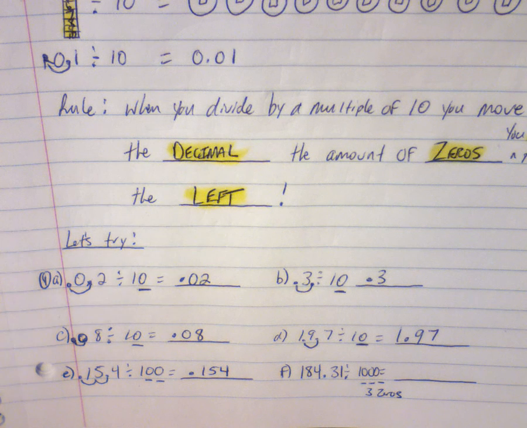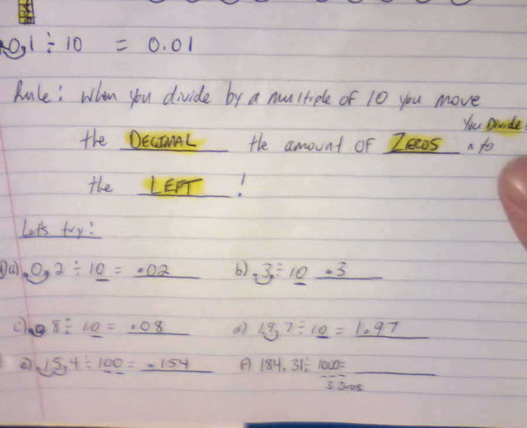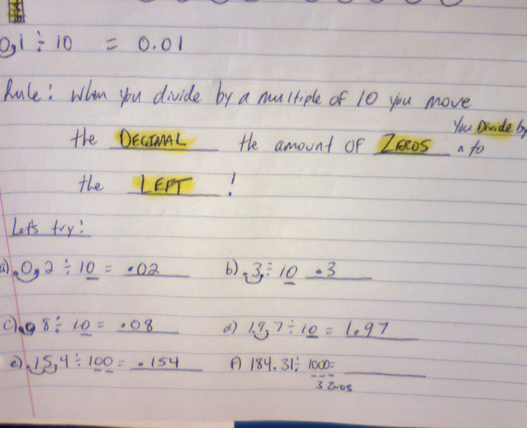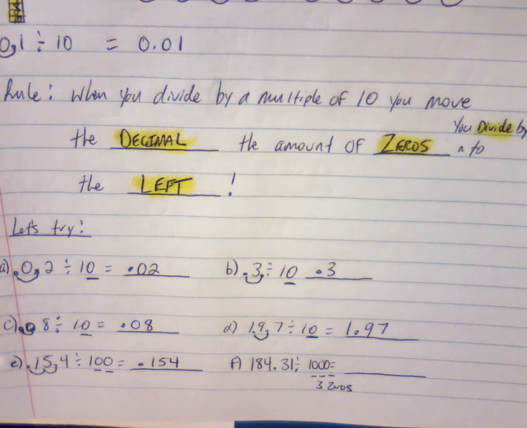Remember the rule. When you divide by a multiple of 10, you move the decimal the amount of zeros you divide by, to the left. Because when you move it to the left, what is happening is that your number is getting smaller. And that's what happens when we divide.